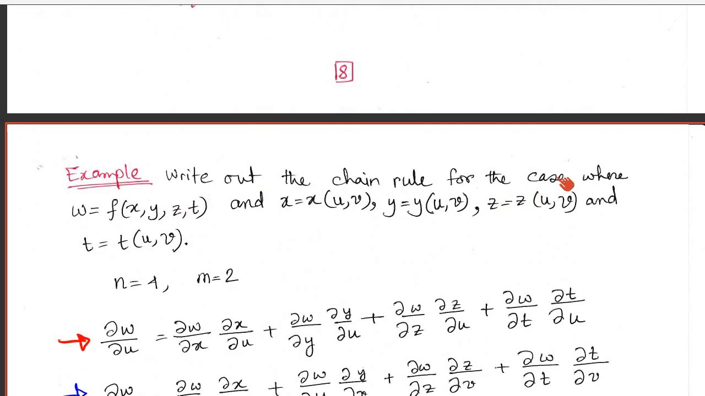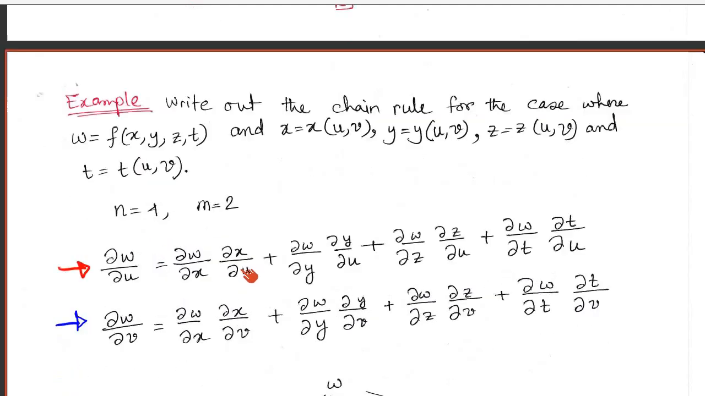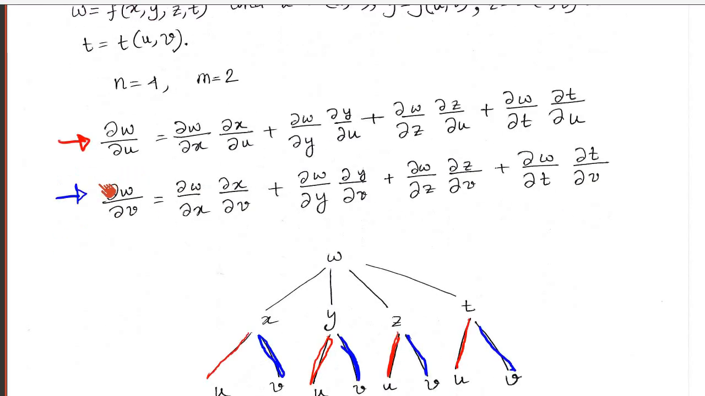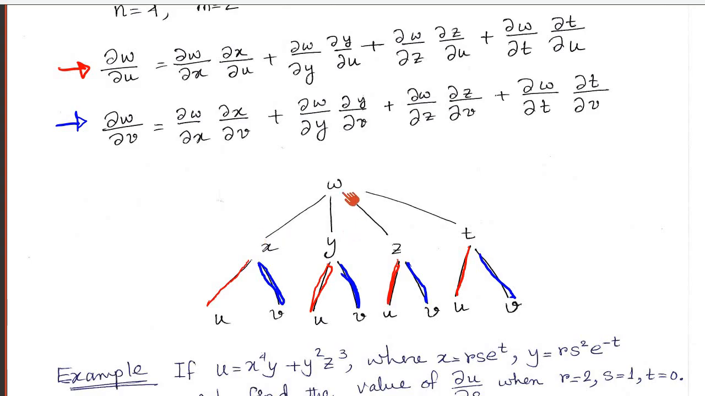Write out the chain rule for the case where w is equal to a function of x, y, z, t. So n is equal to 4. And x is equal to x of u, v, y is equal to y of u, v, z is equal to z of u, v, and t is equal to t of u, v. So m is equal to 2. So we will calculate derivation of w with respect to u, derivation of w with respect to v. So this is the tree diagram.